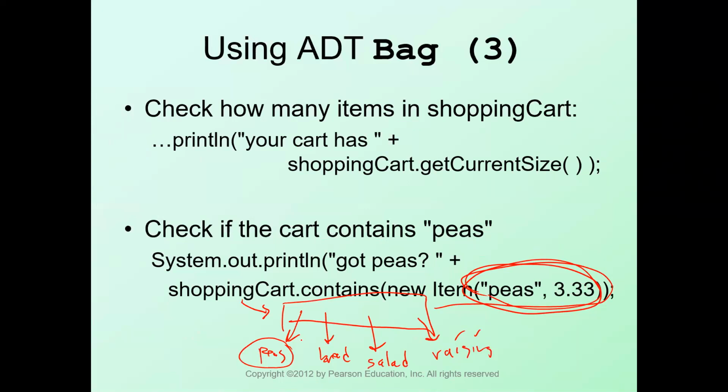John? But it's not going to compare the price, depending on how you write the equals method for the item class, right? If you made the item class, it's going to use your equals method to figure out whether something's the same or not. Now, maybe you don't care about price. So your equals method for the item class could just be checking the name.